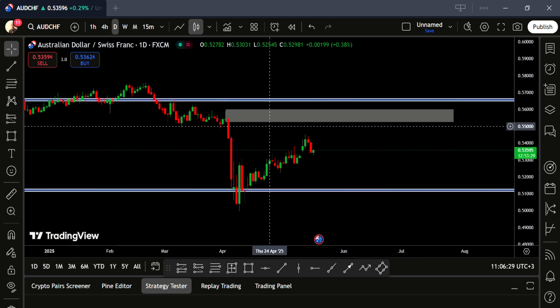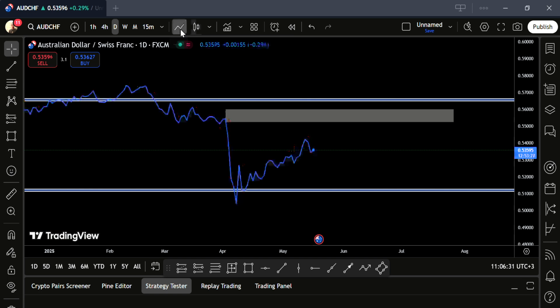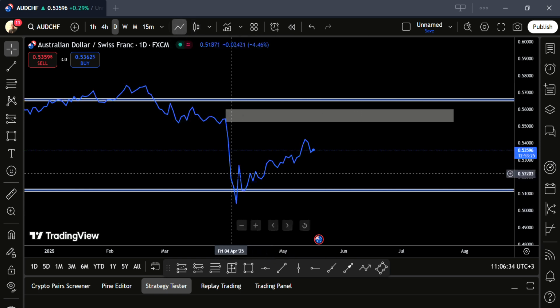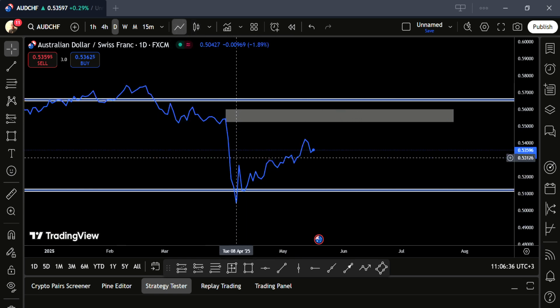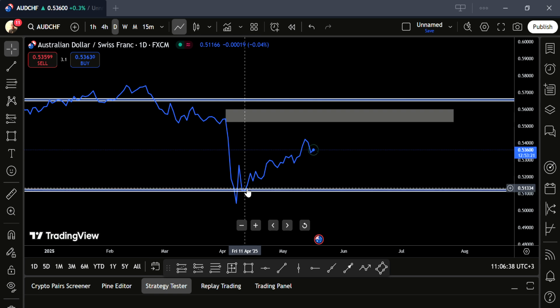Go to the line chart. Go to the line chart here. When you go to the line chart, what do you see? You see a low, a high, then a higher low. That is a sign that the buyers have come in, but we are not yet buying from here. What we want to see is price creating higher highs and higher lows.